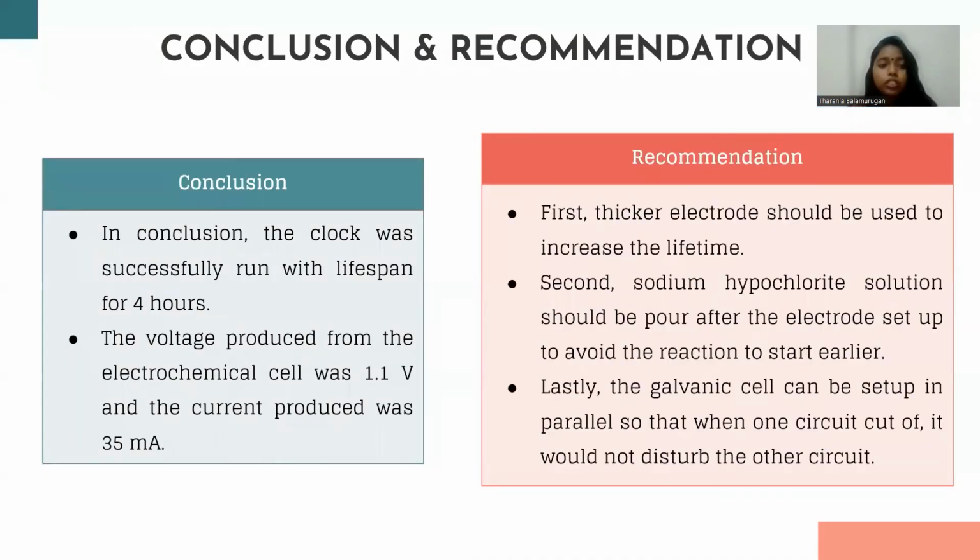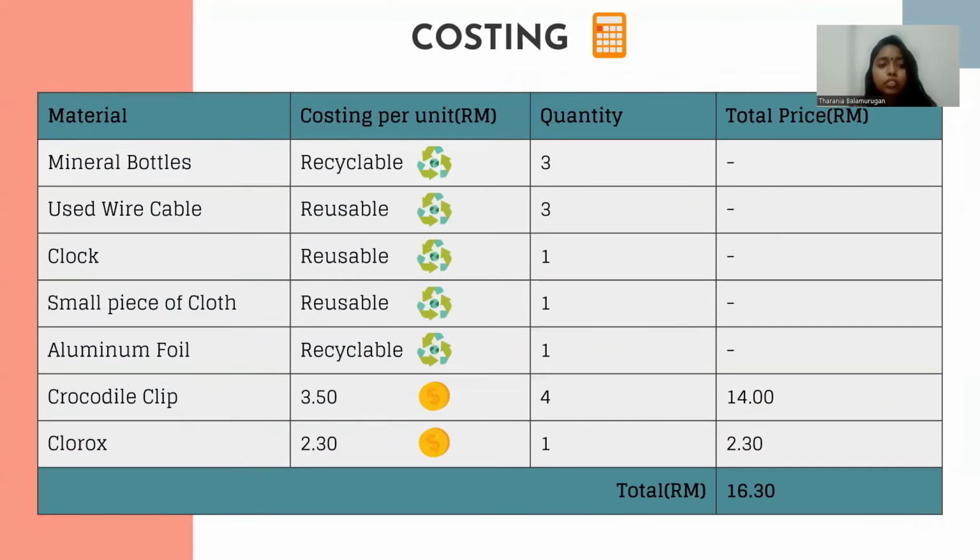So the first one is the mineral bottle, you use wire cable, clock, small piece of cloth, aluminium foil, and crocodile clip. Costing per unit is 3 ringgit 50 cent. Quantity 4, so the total price for crocodile clips is 14 ringgit. Chloride 2 ringgit 30 cent, quantity 1, total price 2 ringgit 30 cent. So the total overall price is 16 ringgit 30 cent.